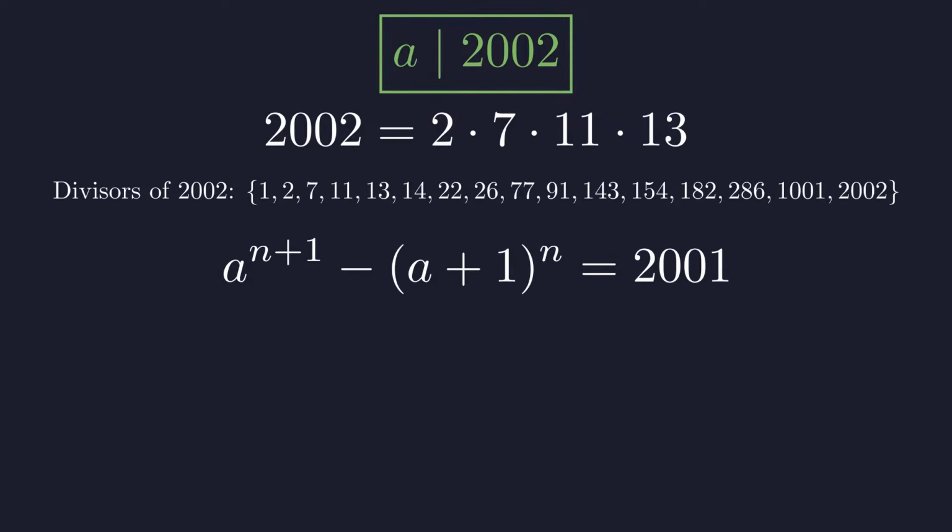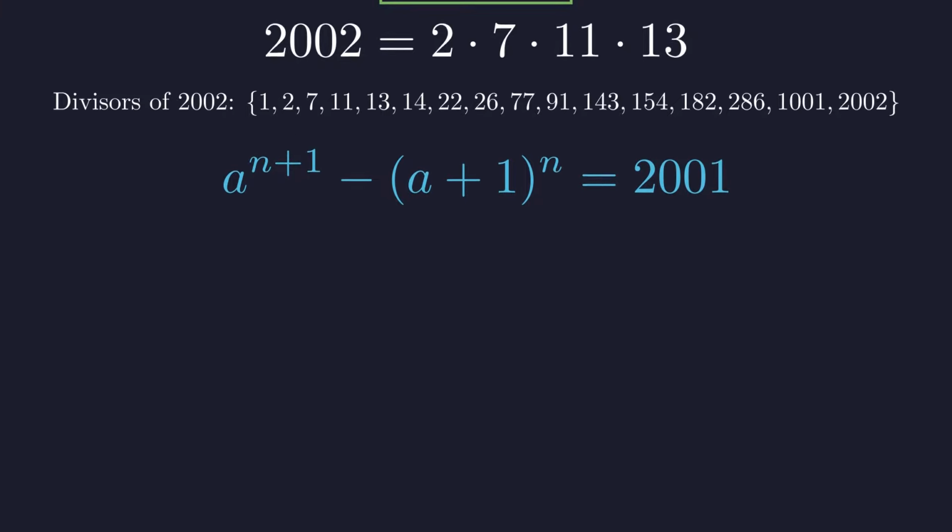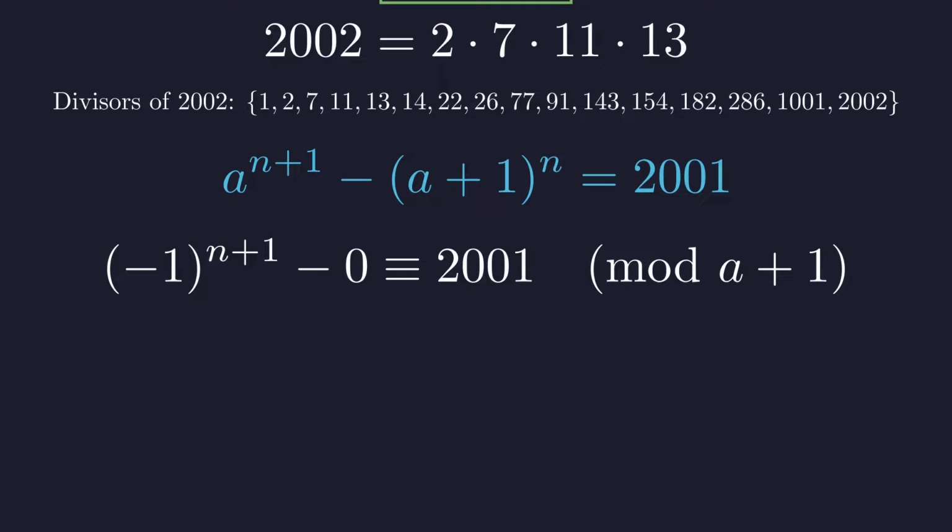Now let's apply the same technique, but this time reducing modulo a plus 1. When we reduce modulo a plus 1, the second term becomes 0, and the first term becomes negative 1 to the power n plus 1. This gives us negative 1 to the power n plus 1 congruent to 2001 modulo a plus 1.